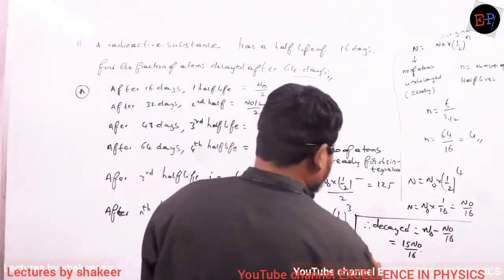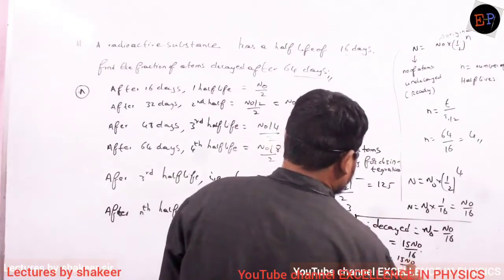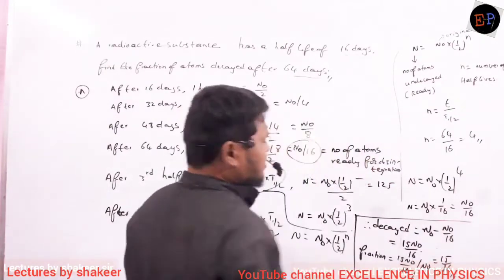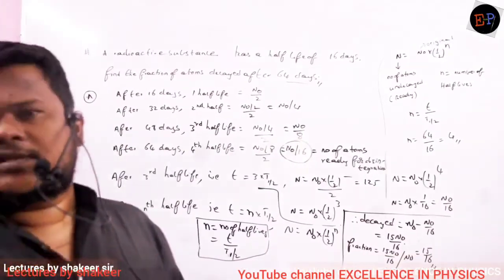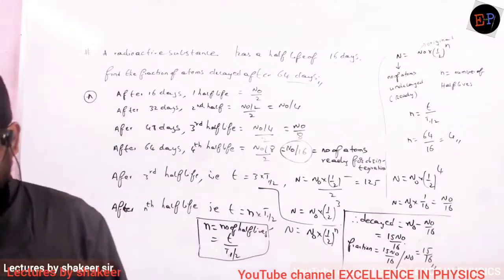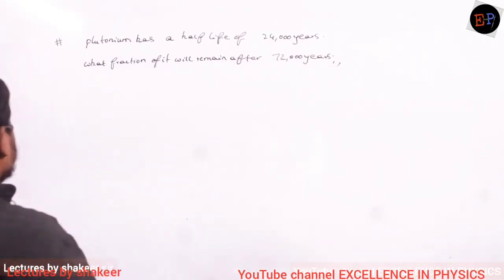Therefore, fraction, how can I calculate? Fraction of decayed atoms is 15 n0 by 16 divided by n0. So how much? 15 by 16. That's it. Same answer. Understood? That's it. Very simple. అర్థమవుతుందా? So once again when you go through this problem. Next, so this is the given question.